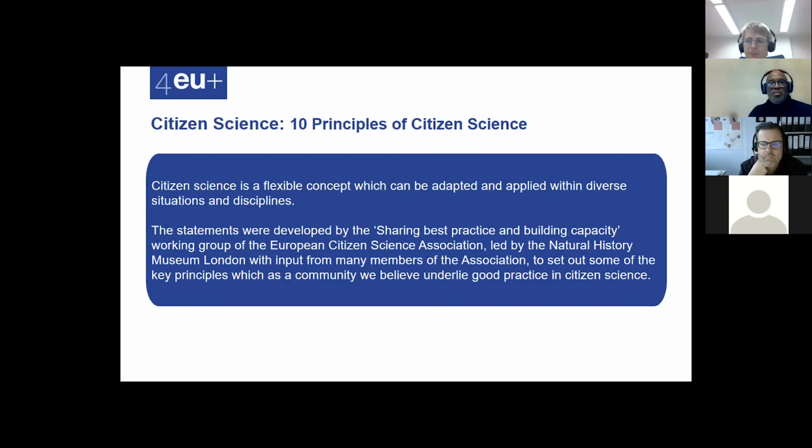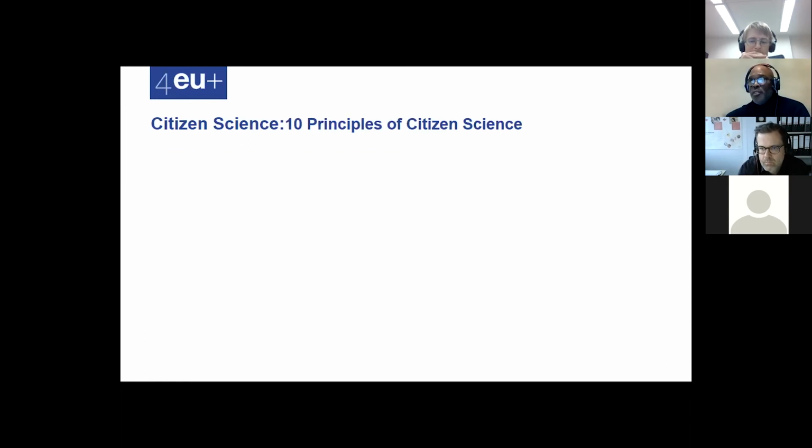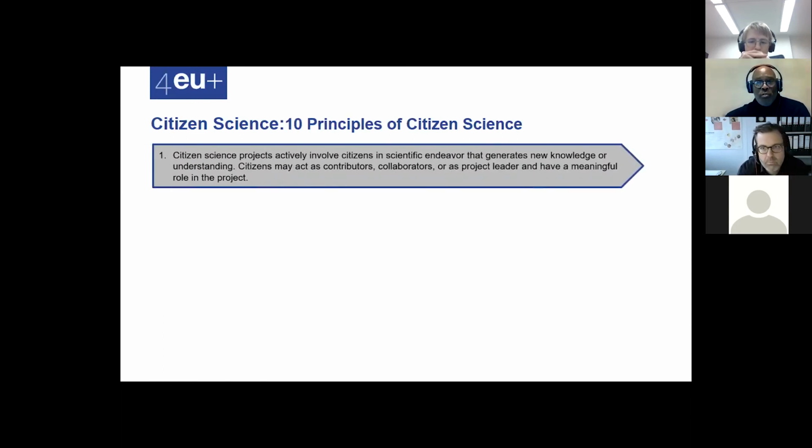There are roughly 10 principles of citizen science, and these 10 statements came via a working group called the European Citizen Science Association, led by the Natural History Museum in London, with input from many members of the association. It set out some of the key principles which, as a community, they believed underlie good practice in citizen science. I won't go into all of it, but I'll go over the first 2 or 3.